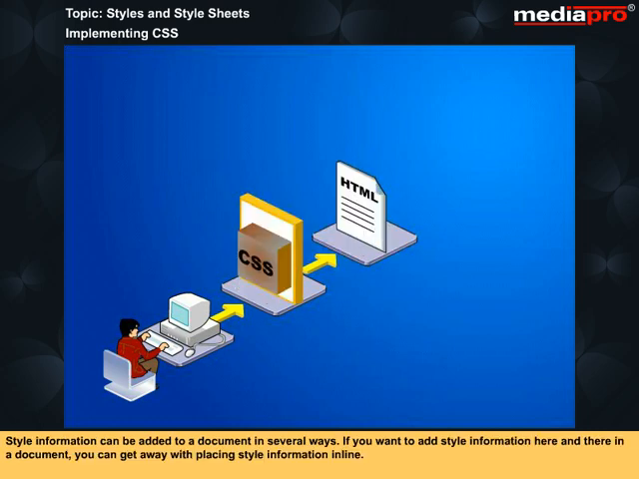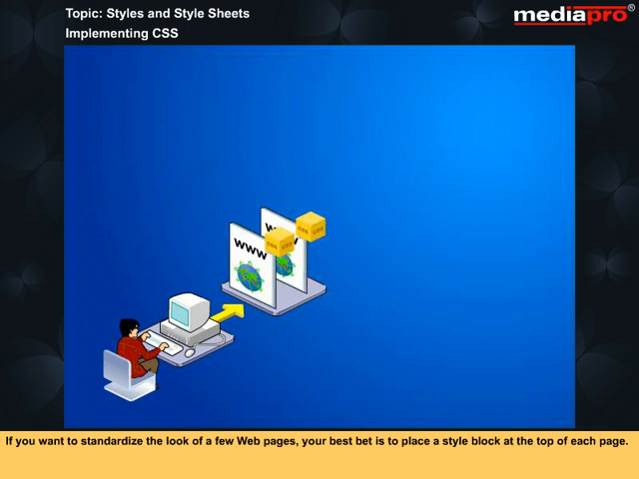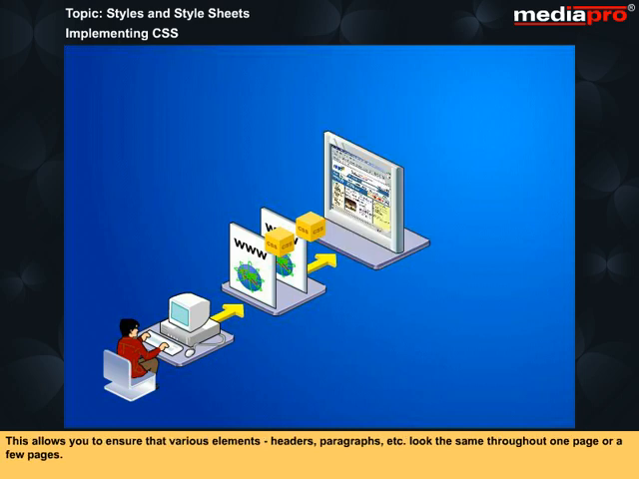Style information can be added to a document in several ways. If you want to add style information here and there in a document, you can get away with placing style information in line. This is the quick and dirty method, and it defeats the purpose of style sheets, which is to separate style from structure. But it may be best for your purposes. If you want to standardize the look of a few web pages, your best bet is to place a style block at the top of each page. This allows you to ensure that various elements, headers, paragraphs, etc. look the same throughout one page or a few pages.